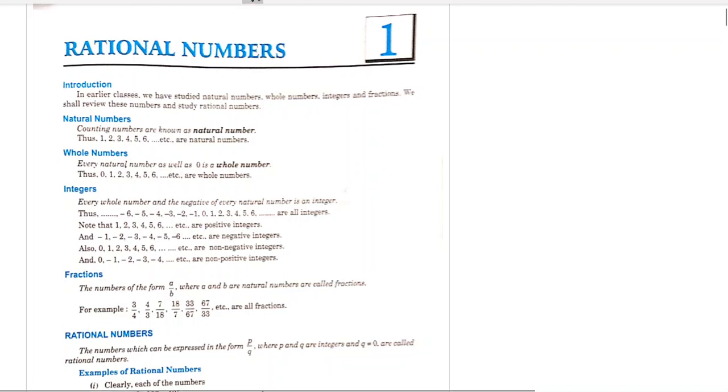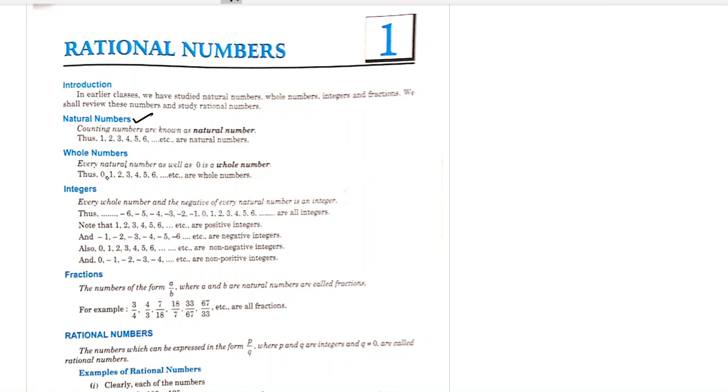The chapter begins with certain concepts of types of numbers. What are natural numbers? All the numbers starting from 1, the counting numbers, are known as natural numbers: 1, 2, 3, 4, 5, 6, and so on. They go on up to infinity. The smallest natural number is 1, and the largest natural number is not known. It is infinite, right?